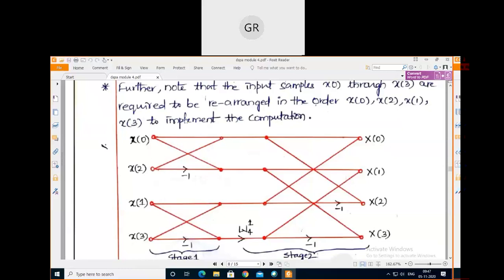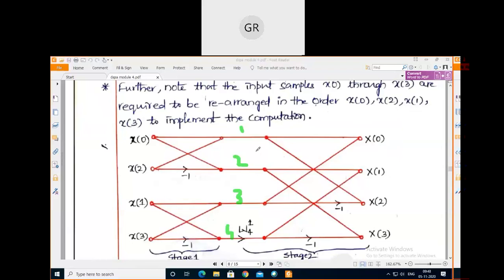The first butterfly is constructed using x of 0 and x of 2. The second butterfly will be constructed using x of 1 and x of 3. Then we construct the third butterfly using the first output of the, this is the first output here, you can consider. I'll write some values here: this is 1, this is 2, 3, and 4.